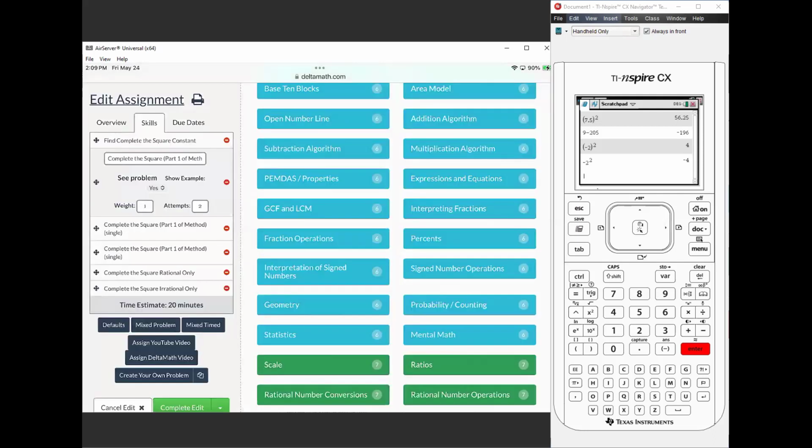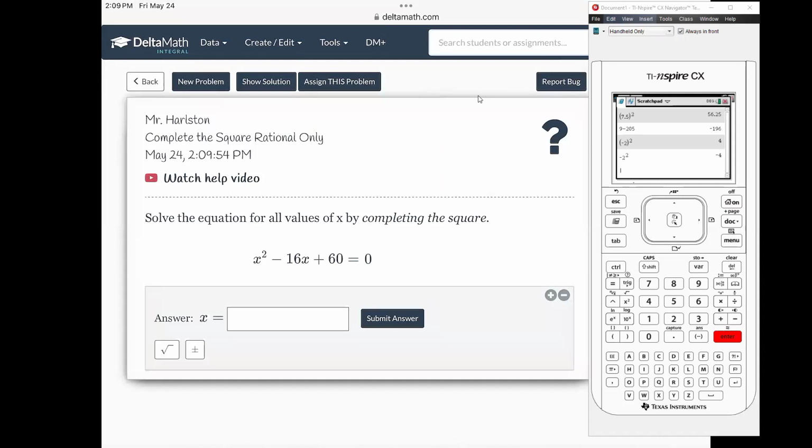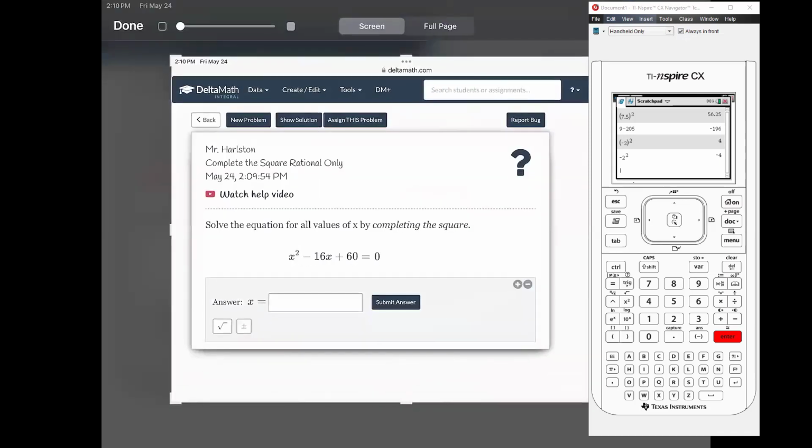There's 3 types. So this one, I'm going to actually complete the square. And what am I going to do from there? I'm going to complete the square and I'm going to solve it. All right, so what I'm doing now is I am going to subtract 60 from both sides. So I'm going to have x squared minus 16x equals a negative 60.